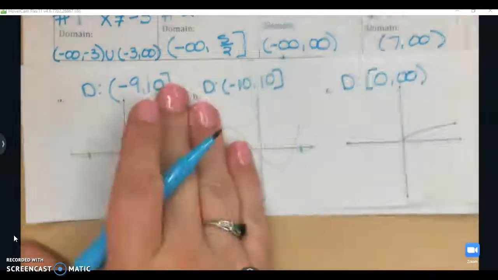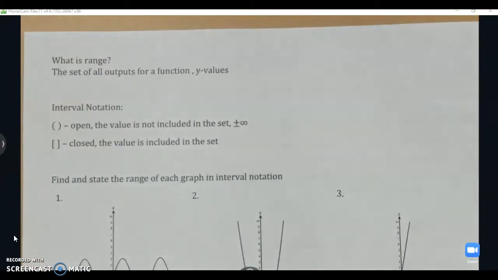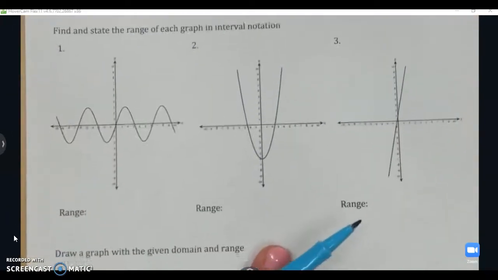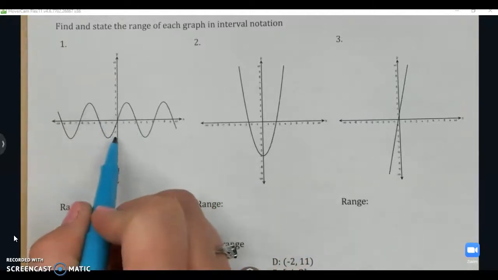Okay, so we've talked about domain, our x values. Now let's move on to range. Range is our outputs, our y values. We still represent it in interval notation with our same rules for parentheses and brackets. So let's look ahead at these three graphs here. My range, I'm looking at my y values.